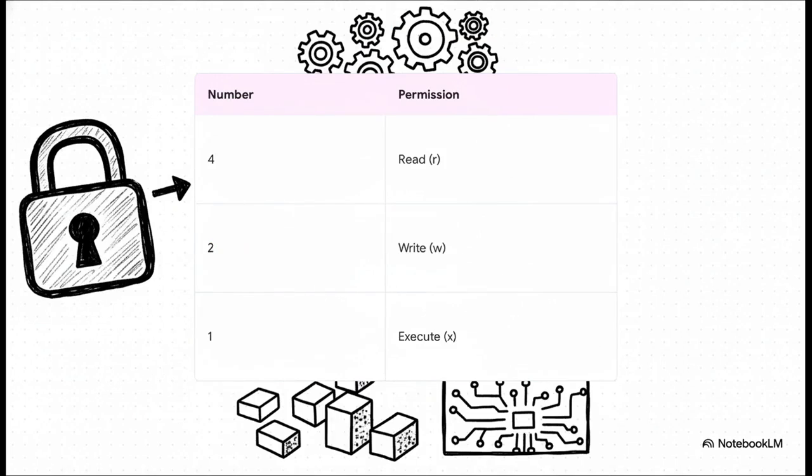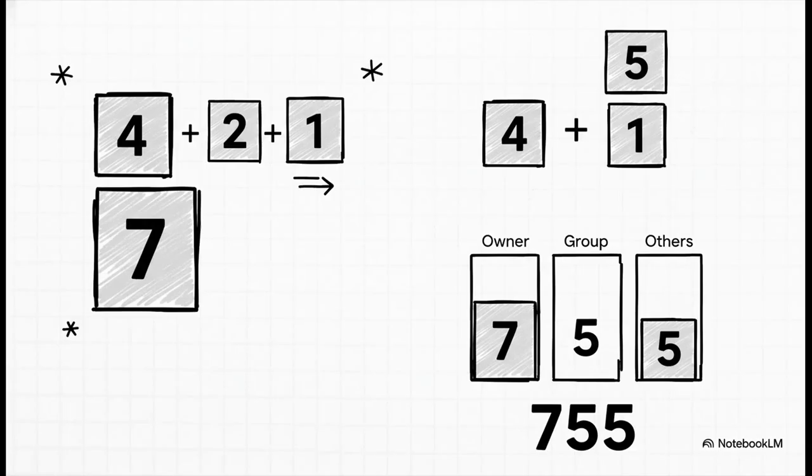Now, you could write out RWX all day long, but system admins have this powerful shorthand they use, the numeric or octal system. It's actually just simple math. The read permission is worth 4, write is 2, and execute is 1. All you have to do is add them up. And here's how it works in practice. Let's say you want to give someone full permissions. That's 4 for read, plus 2 for write, plus 1 for execute, which equals 7. What if you only want them to read and execute? Easy. 4 plus 1 equals 5.